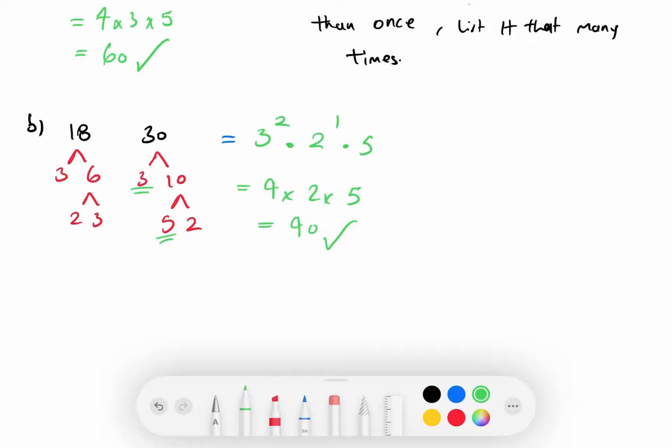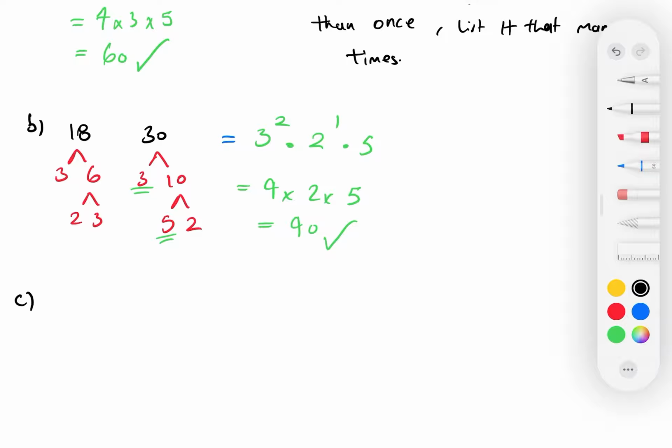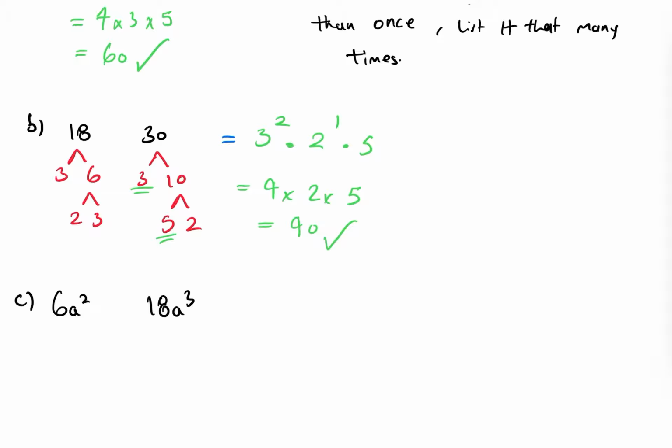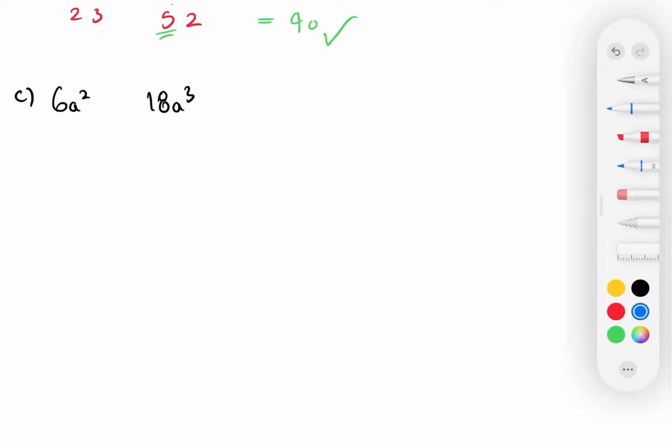Now, what happens when there's more than 2 numbers? For example, you have 3 numbers, or for example, you have essentially a variable like an x or a y. Is it going to be any different? Yes, there is going to be a difference, and here's how it looks. For example, for C, let's say we get something like 6a squared and 18a cubed. Over here, what happens is this. First, you have to break down 6a squared, which is essentially 6 would be 3 times 2 times a times a. That would be a squared.